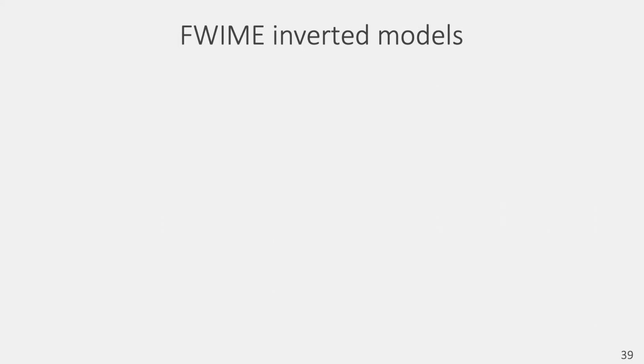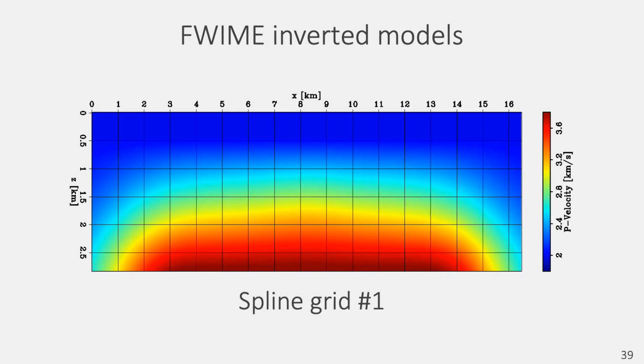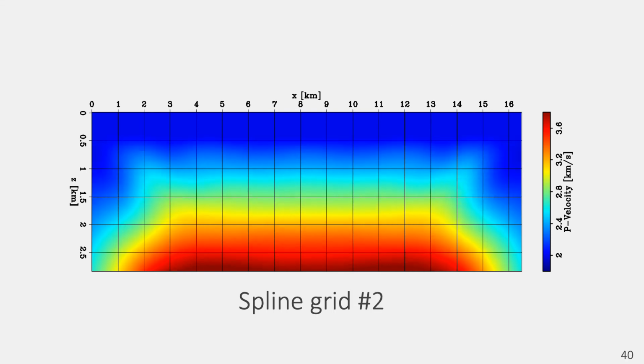Now we're going to show you a sequence of 3 FWME inverted models. Each panel will correspond to the inversion on a given spline grid. And for this inversion, we also applied an illumination compensation to boost the deeper parts of the FWME model updates. And this is the inverted model after spline grid 1. This is the inverted model after spline grid number 2. And this is the inverted model after spline grid 3, which coincides with the finite difference grid.